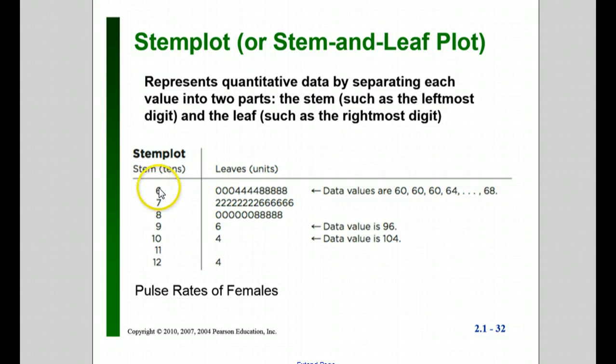So this 6 means that in our data set there were some values in the 6 times 10, 60 range. So that were measured in the 60s. The leaves represent those individual measurements. So this 6 and this 0, what this over here is saying is this 6 and this 0 correspond to this 60. Okay? That 6 and that 0 correspond to that 60.